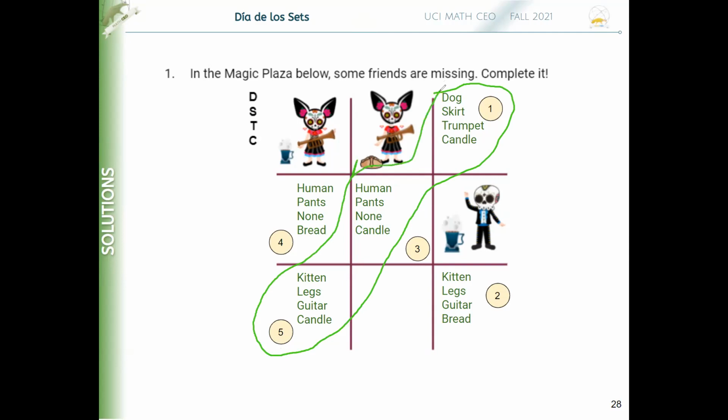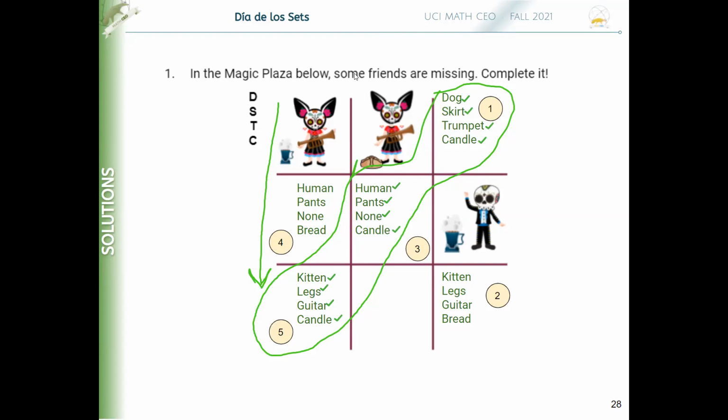Okay, so we already know that the vertical set of friends is a tree. That's how we build it. But we also need to check that this diagonal that I just have in green here, it's a set. Let's quickly use our check marks. Dog, human, kitten, perfect. Skirt, pants, legs, excellent. All different musical choices, and they all agree in having a candle. So that's great. And then how are we gonna finish it?